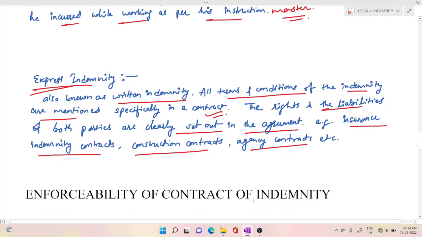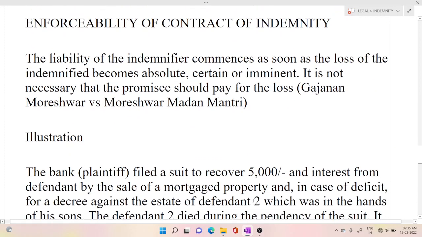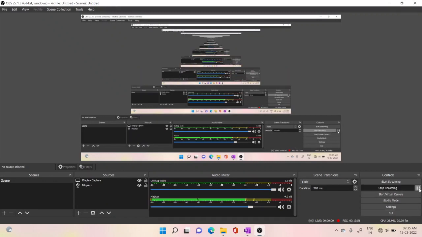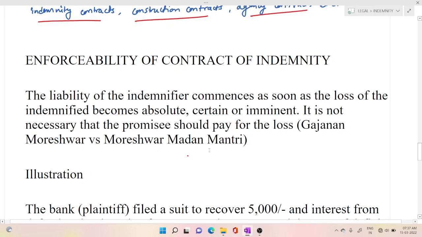Okay, then comes the enforceability of the contract of indemnity. Just give me a second. Okay, there will be the enforceability of the contract of indemnity. Let's read a bit. The liability of the indemnifier. In our first example, the customer X, who is the customer? X was the customer in our example. He is the indemnifier.